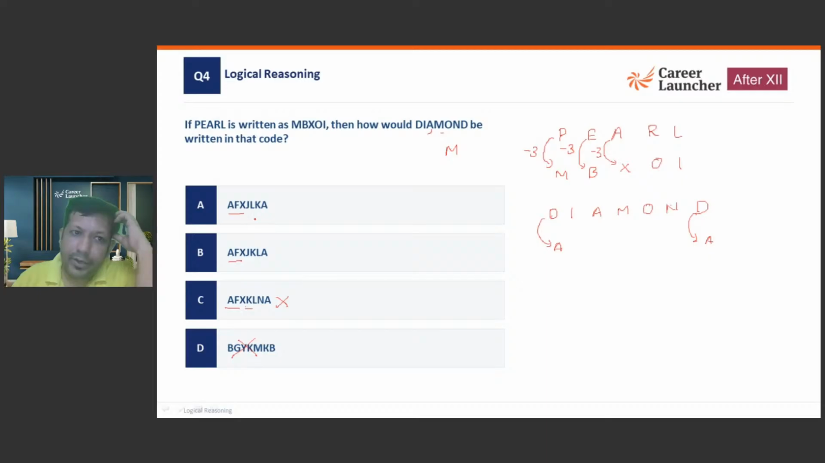Now I am left with two options. So I got J. Now if I calculate the next one, I get my answer. The next one is L, O, three letters behind, that is L, M, and O. So my answer is directly going to be option A. So read the options, solve it, get the answer very quickly.